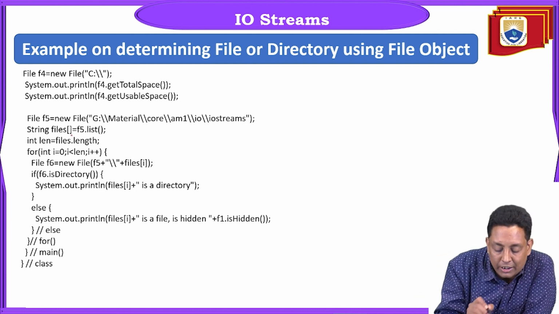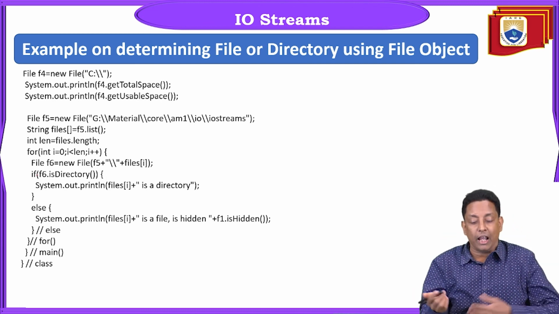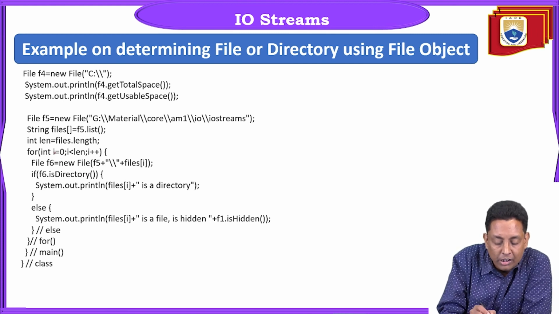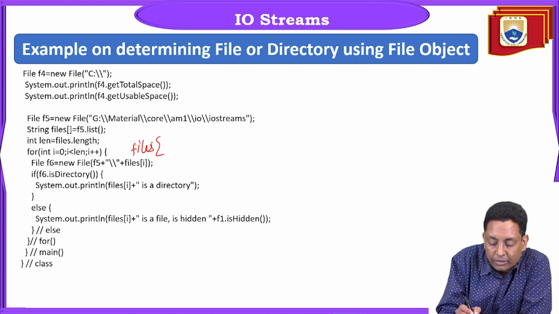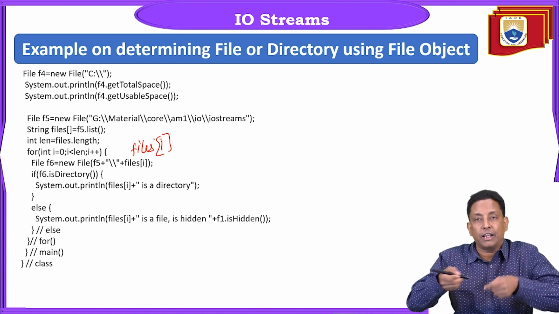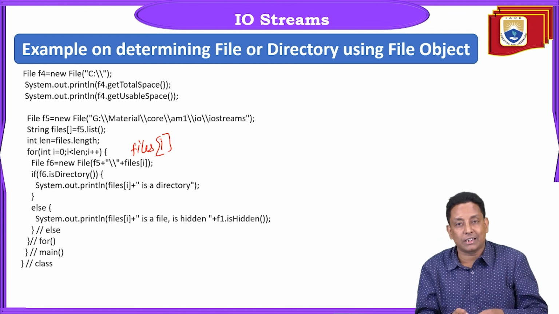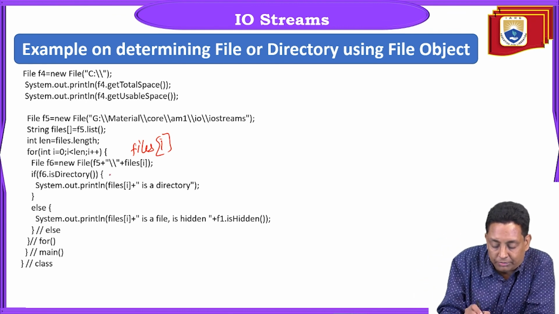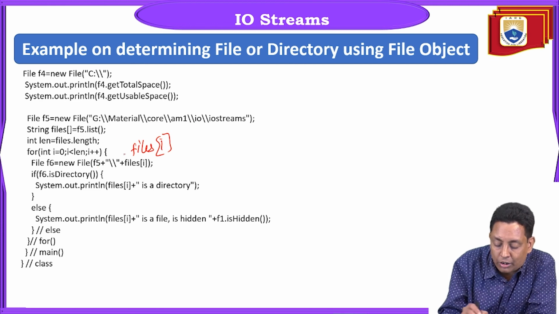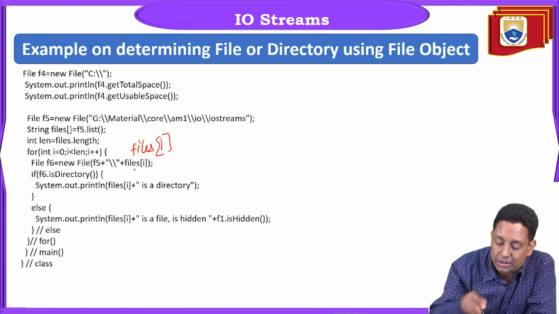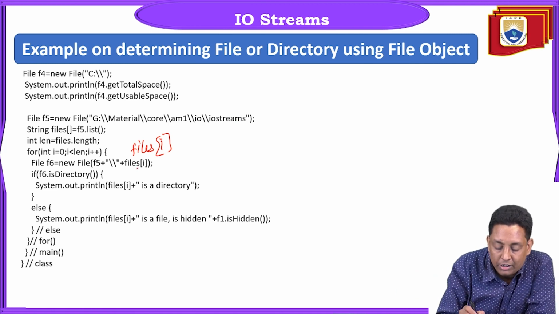Here the whole list of files is returned. Each entry may be a file or a directory, so a File array will be returned. Find out the length, loop from 0 to less than length. Each file name will be printed as files[i], that is files[0], 1, 2, 3, 4, each file name will come. Again, you pass each file name as an argument into one more File class constructor, creating one more File object. f5 is pointing to this directory plus a double backslash, and each file name you append there, because the IO streams subdirectory's file names will be appended here. Such a File object is created.